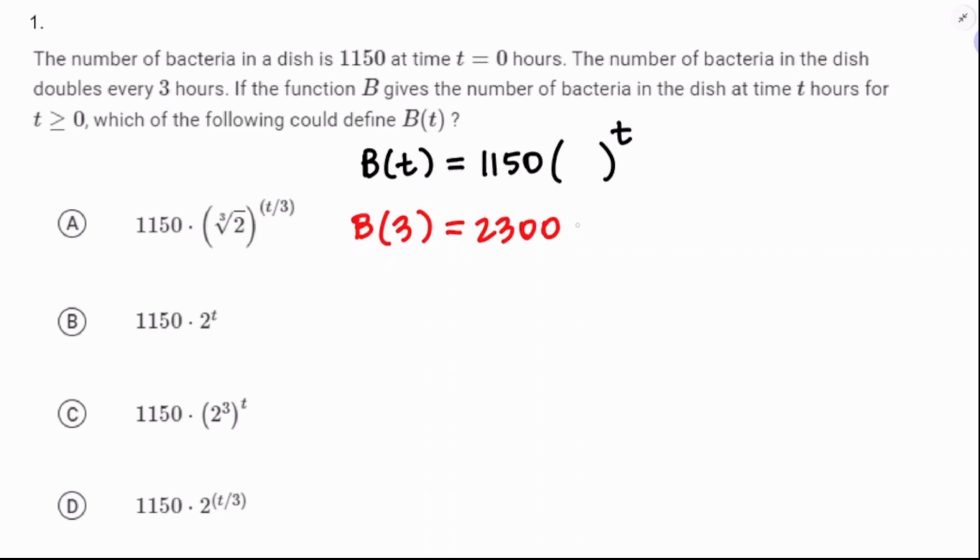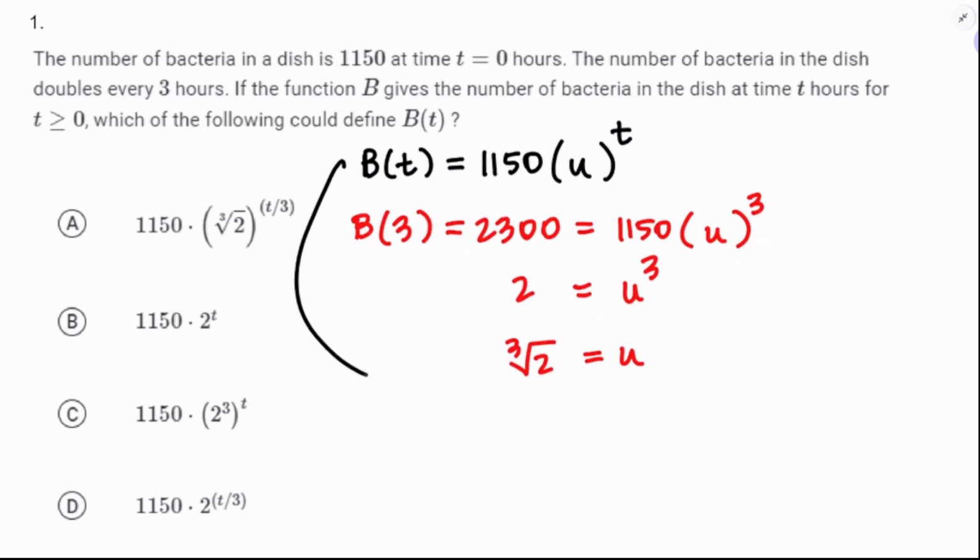Okay, so if I plug in 3, I'd have 1150. Now I was trying to figure out what letter to call that. I don't want to call it B, and it's usually what we would do. Let's call it U. So U to the third power, because t is equal to 3. And now we need to figure out the value of U. We divide 2,300 by 1150, and that's going to be 2, like we expected. It doubled. And that's going to be 2 equals this base cubed. So I would take the cube root of both sides, and I get the cube root of 2 equals U.